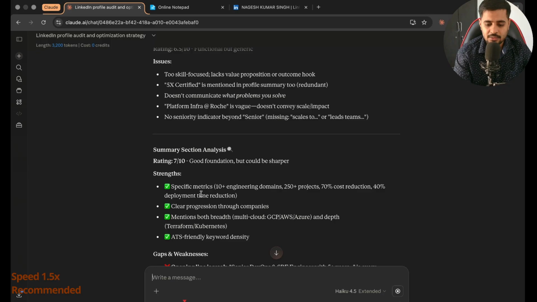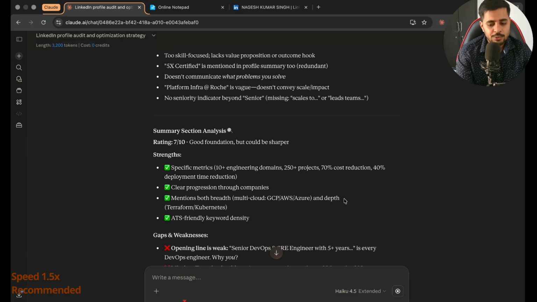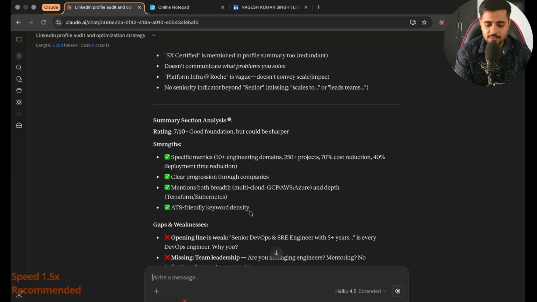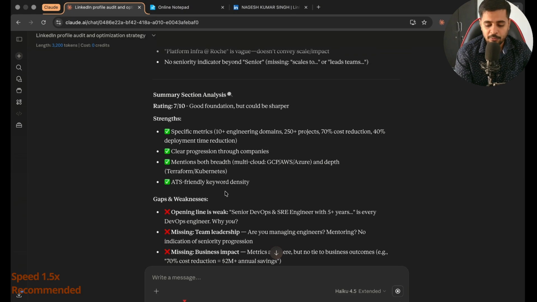Strength, specific metrics. Okay, I have added some metrics. Even I suggested you that please add numbers, metrics, 10 plus engineering domains, 250 plus projects, 70% cost reduction, 40% deployment time reduction. So use these numbers. Clear progression through companies, mention both breadth, multi-cloud, GCP, AWS, Azure, and depth, Terraform, Kubernetes. Okay, ATS friendly, keyword density. So these are the good things which Claude found in my profile.